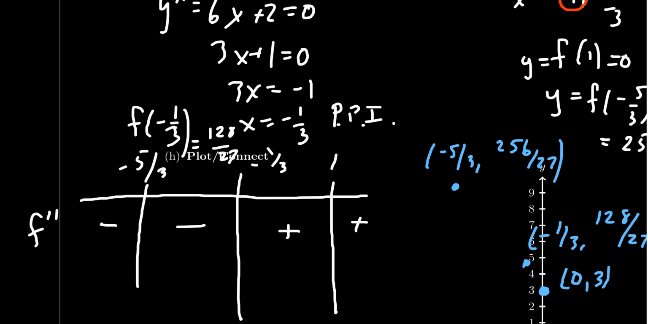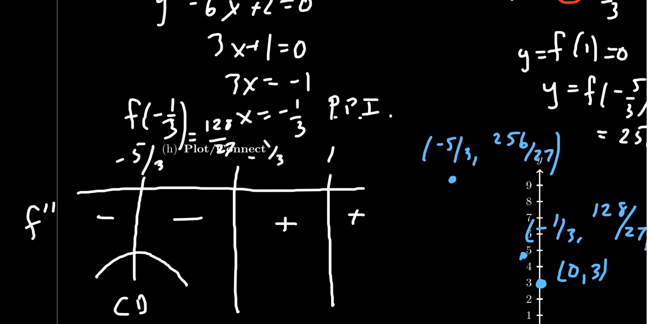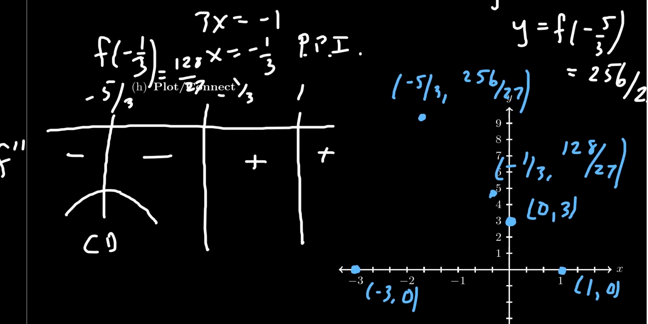So if we think about our critical numbers, it's going to be concave down at this interval right here. It's concave down at -5/3. That means you have a sad face. Oh, how sad that is. Because it was concave down at a critical number.